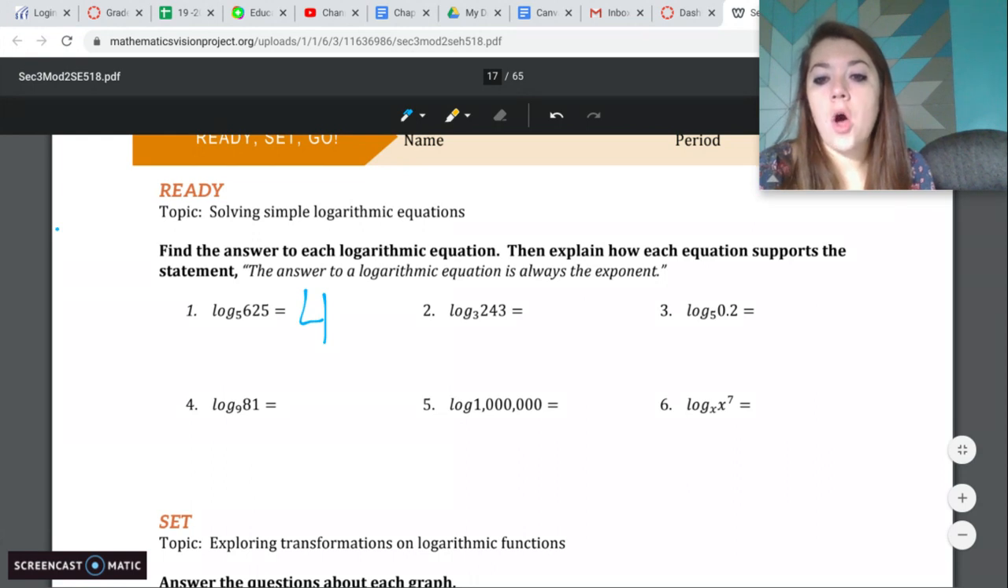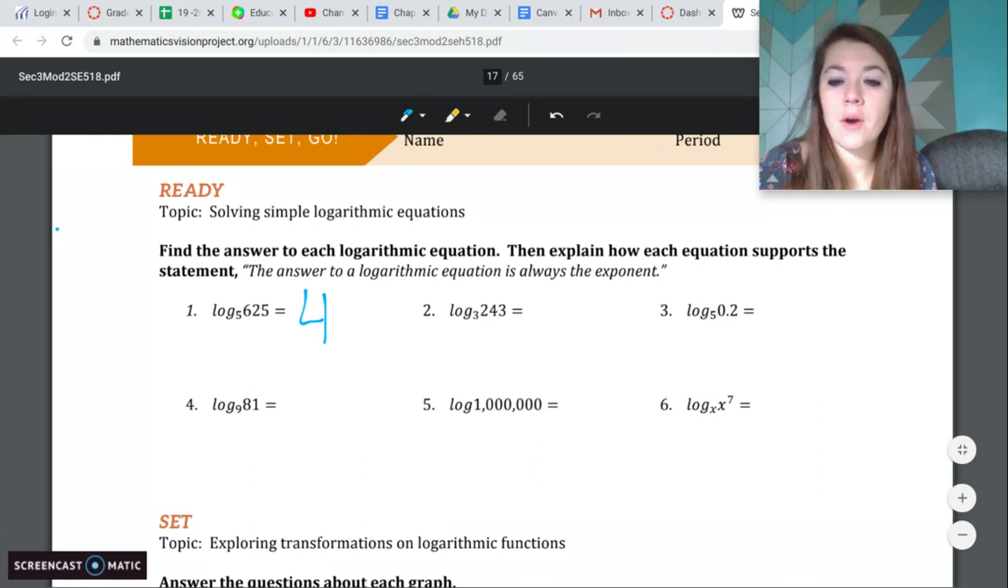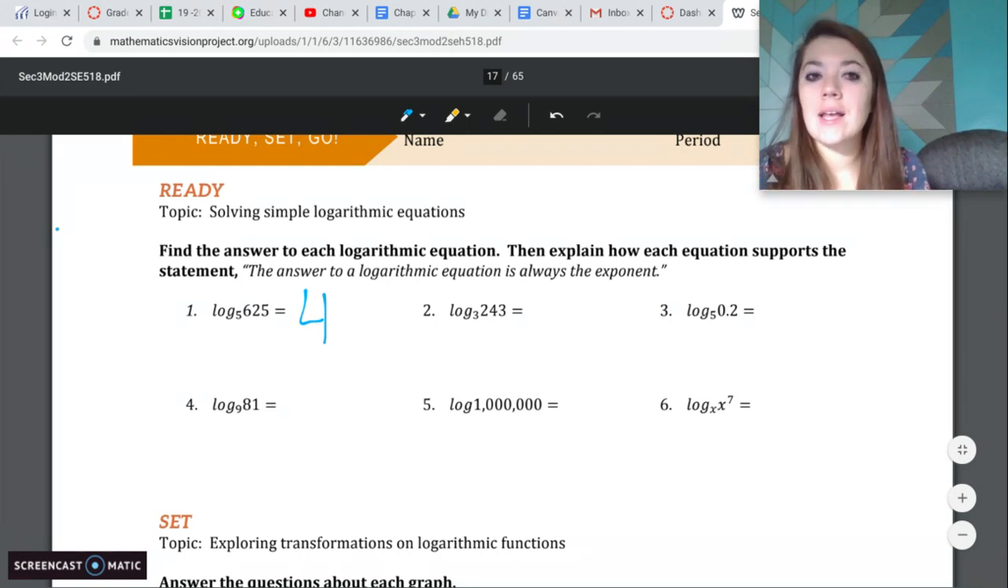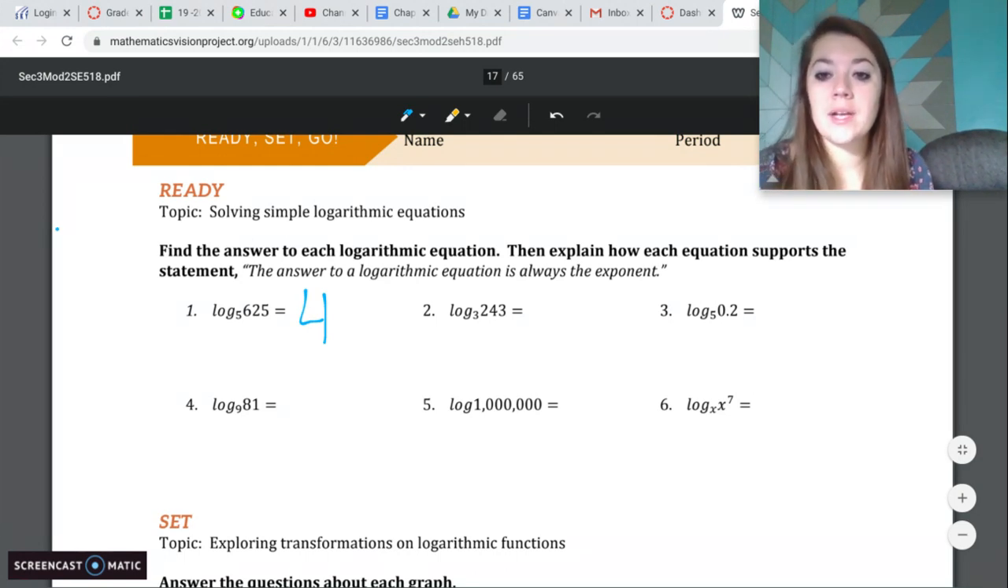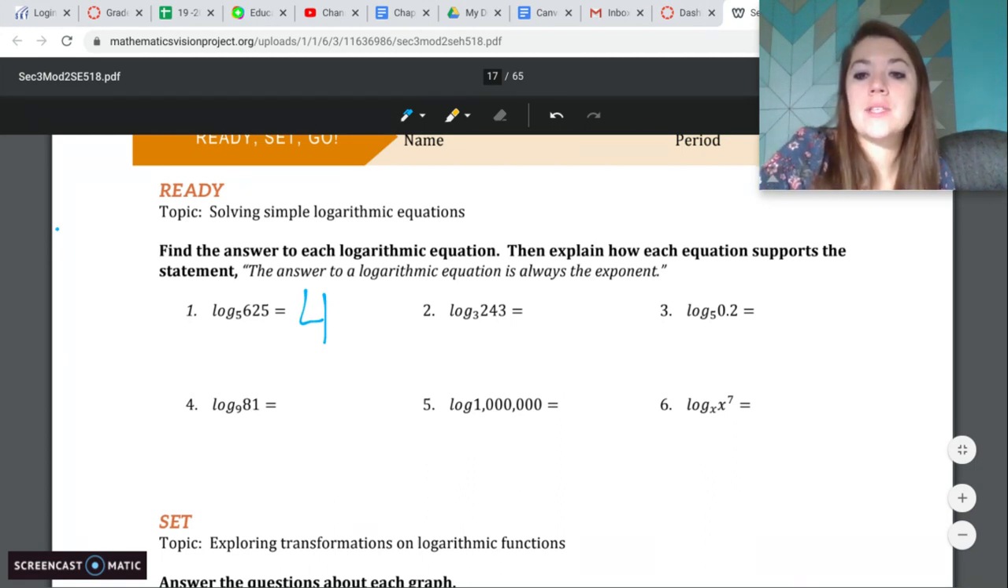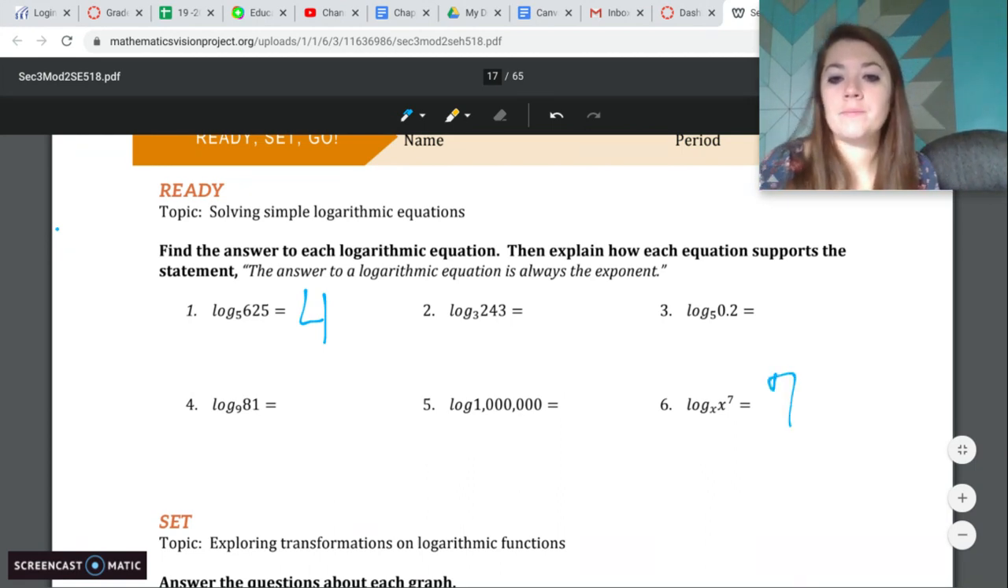Number 6, log base x of x to the 7th is what? Well, it's already giving us the final answer. We have the base of x. It's telling us after we take it to some exponent, it's going to be x to the 7th power, and our answer is always the exponent, so it would be 7.